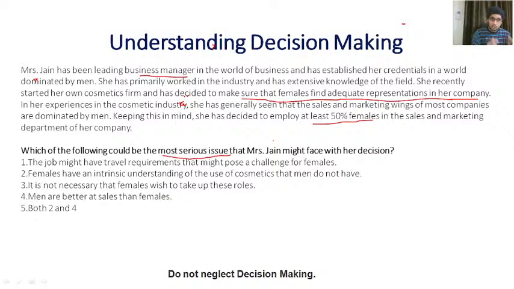ऑप्शन नंबर 1, द जॉब माइट हैव ट्रैवल रिक्वायरमेंट्स दैट माइट पोज अ चैलेंज फॉर फीमेल्स. ओके, इसमें थोड़ा सा अंडरलाइंग अजम्पशन है कि यार ट्रैवलिंग है तो फीमेल्स को ट्रैवल रिक्वायरमेंट्स में चैलेंज होता है. दैट इज वन अंडरलाइंग अजम्पशन. यस, अग्रीड, वो एक अजम्पशन है. बट देन अगर ऐसा हुआ कि ठीक है, अगर ट्रैवल रिक्वायरमेंट्स ऑफ कोर्स बिकॉज सेल्स एंड मार्केटिंग की जॉब है तो इट माइट हैव ट्रैवल रिक्वायरमेंट्स, हो सकती है. ठीक है, अगर सेल्स एंड मार्केटिंग की जॉब में ट्रैवल रिक्वायरमेंट हुई तो ये फीमेल्स को प्रॉब्लम कर सकती है.